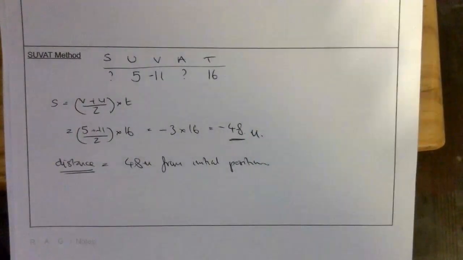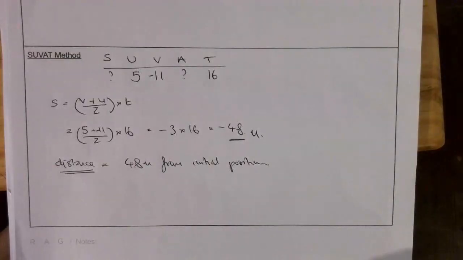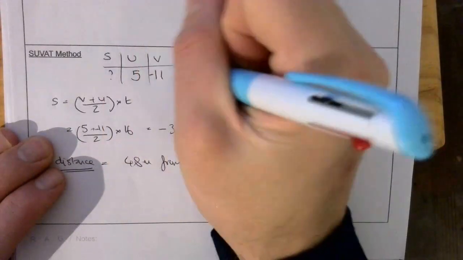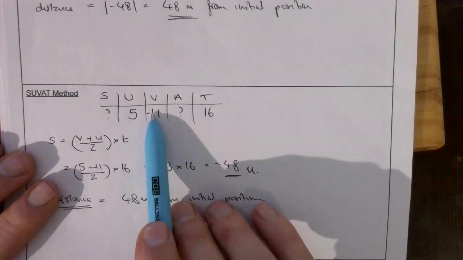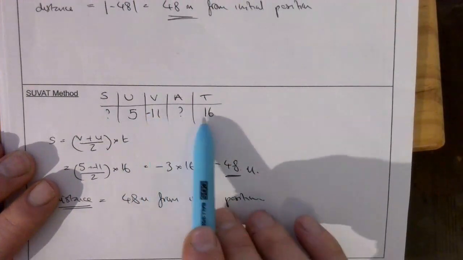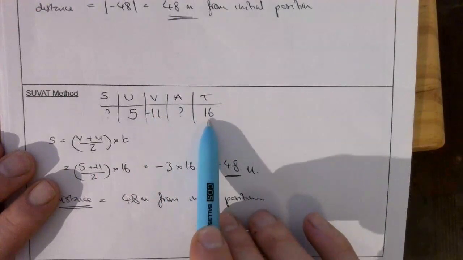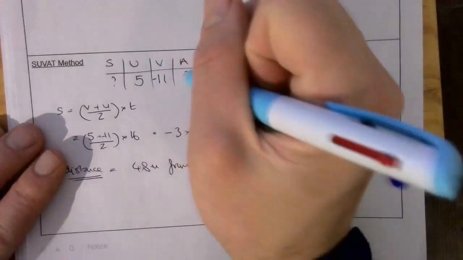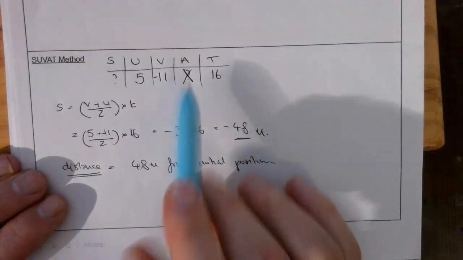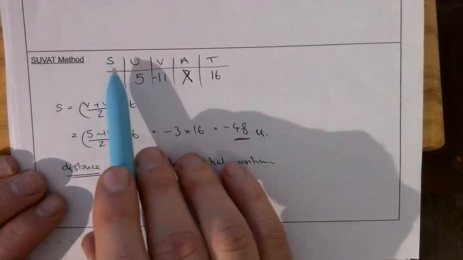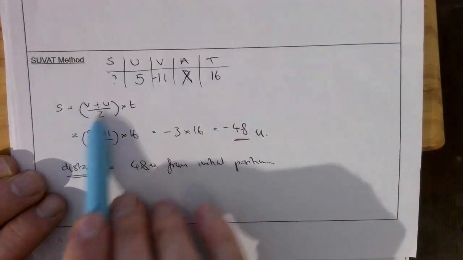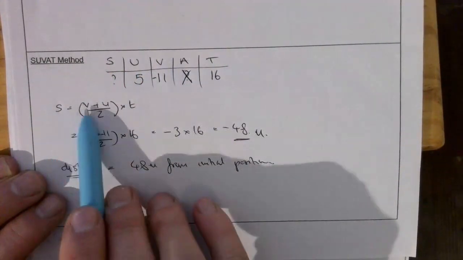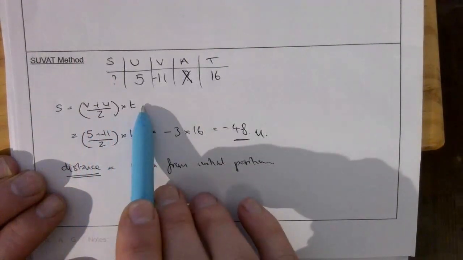So it's definitely possible using calculus, but what I like about this question is it shows us how SUVAT, if we know acceleration is constant, can often give us a much quicker method. So I've done my table SUVAT. The initial speed u is 5, the velocity v is minus 11, the time is 16 seconds, and we're trying to find the distance, and we don't care about the acceleration. So thinking about my equations, I want the one that connects s, u, v, and t. Well, that's the one to do with the average velocity, so s equals v plus u over 2 times time.